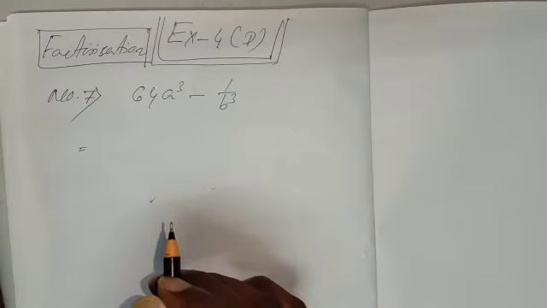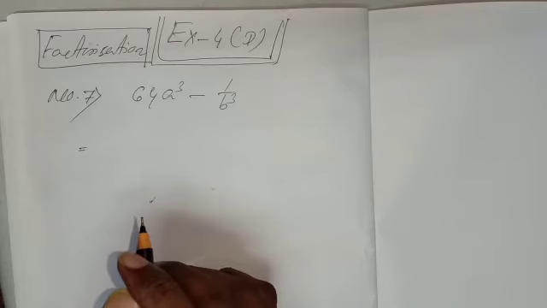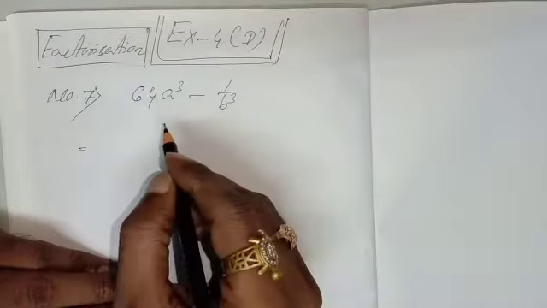Let us start to revise the chapter factorization from the book Innovative Math Books, exercise 4D. Last class I completed numbers 1 to 6, and number 7 I have written. Let us see question number 7, what is given here.